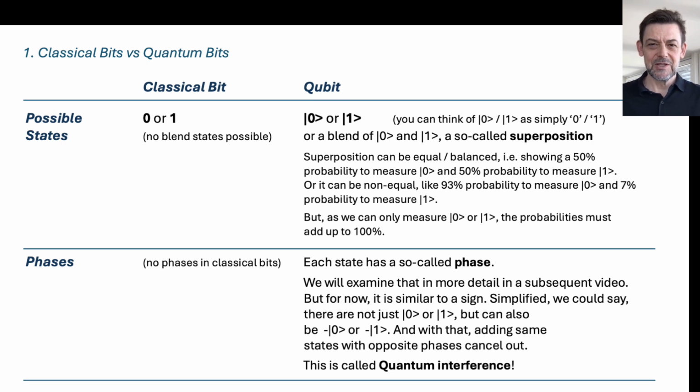Furthermore, each state of a superposition also has a phase. This phase allows quantum interference. Simplified, one can say that a state cannot just be 0 or 1, but it can also be -0 or -1. That means adding up 2 zero states with opposite phase will annihilate or cancel out each other. This is called quantum interference and is, together with superposition, the actual superpower of quantum computers.